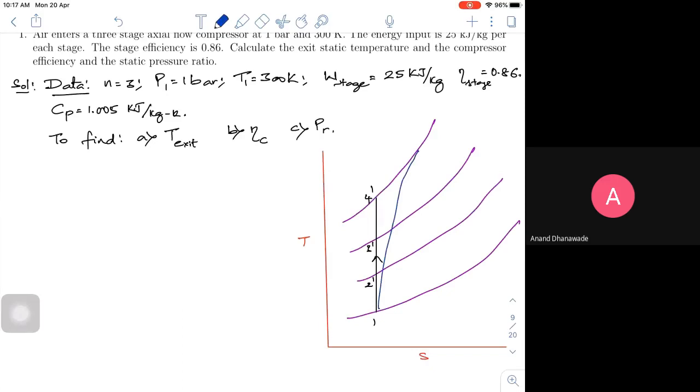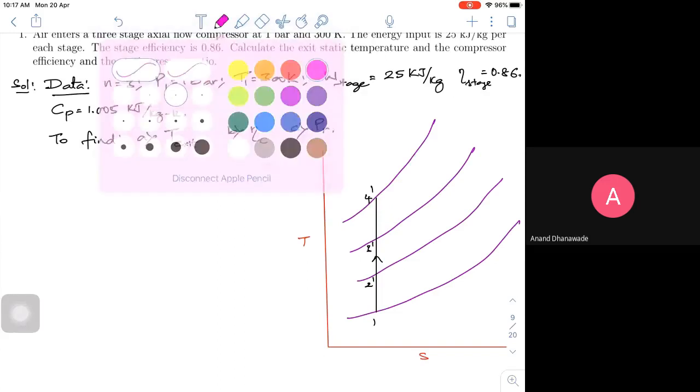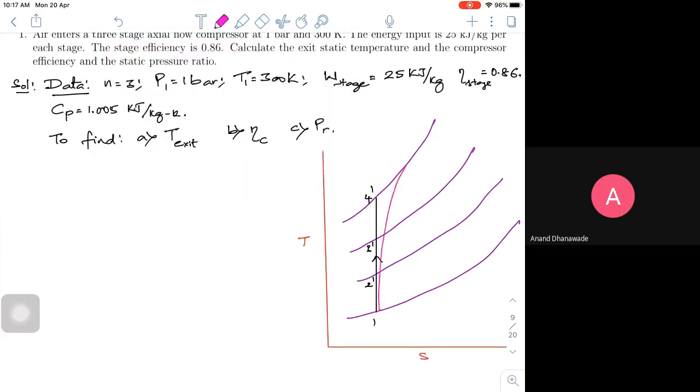Let me use a different color. This will be your actual. The actual one will be something like this, and the corresponding temperatures will be 1, this will be 2, this will be 3, and this will be 4. For each stage, I can write the corresponding isentropic. If I do this, this will be a straight line. I'll end up with 3 double dash. From here to here, if I draw, this will be a straight line. This will be 4 double dash.